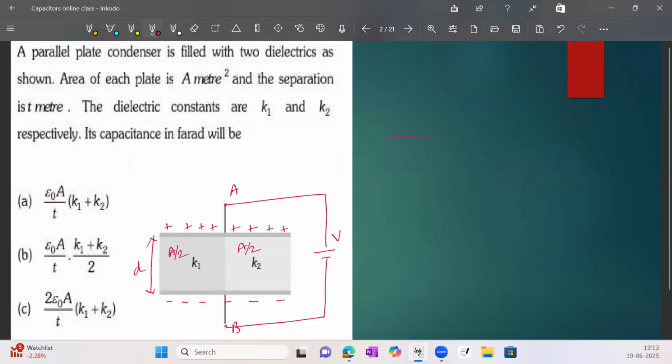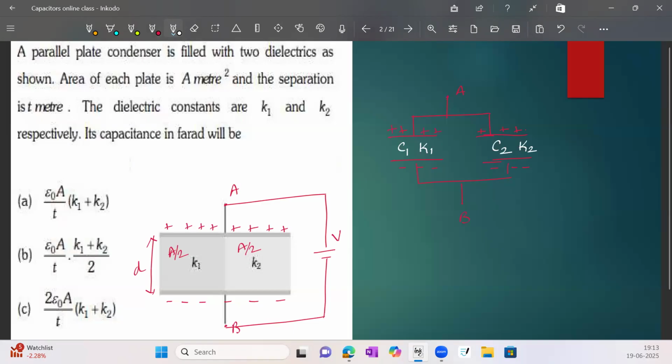So we have two capacitors, and these two are connected to point A, where we are giving higher potential. Here we give negative charge or lower potential, and this is point B. Now we consider this as one capacitor and this as another capacitor. One has dielectric constant K1 and the other has dielectric constant K2.